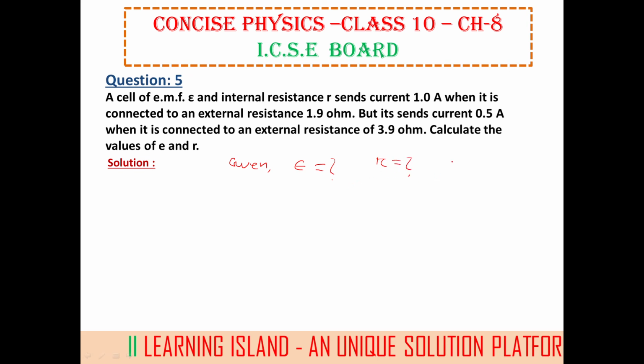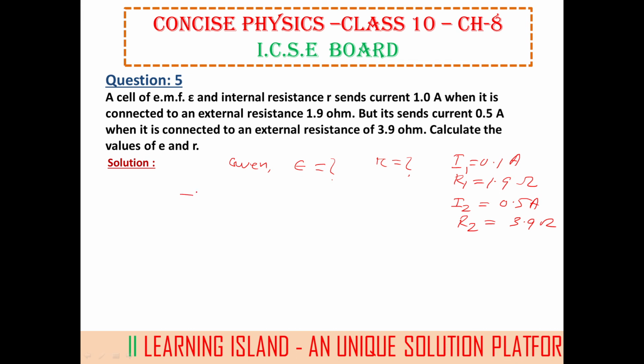The current is 1 ampere when it is connected, so that is current I1. It is connected with a resistance 1.9, that is R1 equal to 1.9 ohm. This is another case, second case, I2 equal to 0.5 ampere when connected to the resistance R2, that is 3.9 ohm. So there are two cases.